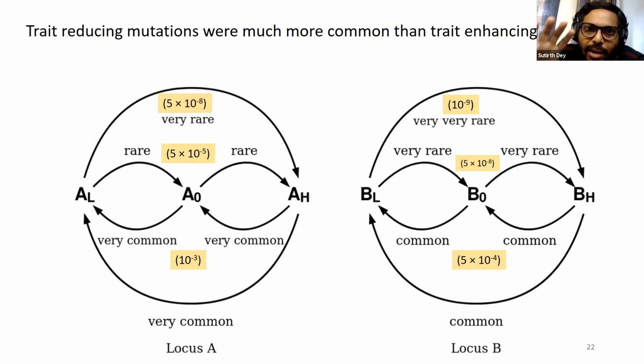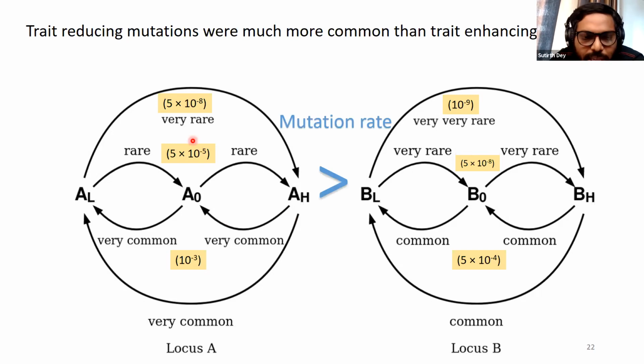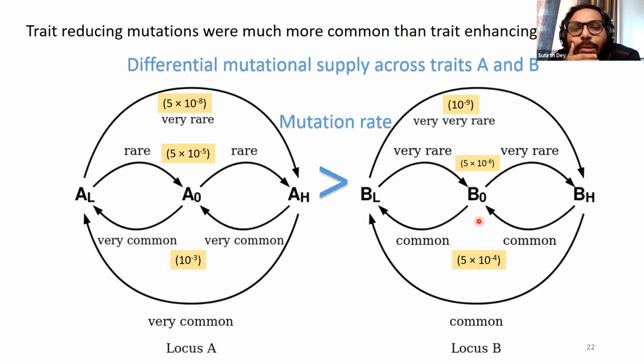So in some sense, these are very rough, thumb rule kind of things, but these are the two boundaries, 10 to the power minus 3 and 10 to the power minus 9. And then all these other rates, we simply put them somewhere in the middle, 10 to the power minus 5, 10 to the power minus 4, minus 8, etc., just to have some probabilities assigned to our intuitive notions of common, very common, and so on. So these are the rates that we set for locus A. And what we said was that the mutation rates at this locus are higher compared to the mutation rates over here for the other locus. So what we are talking about is a differential mutation supply across traits A and B.